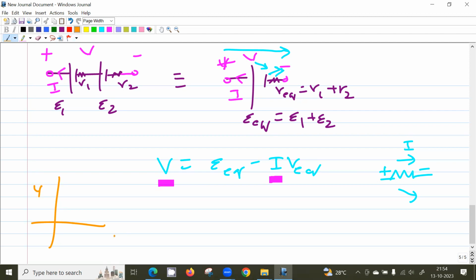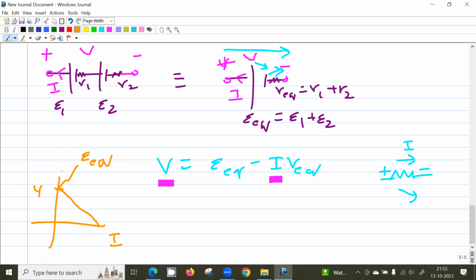of V versus I, if you put I equal to 0, I get the value of V as E equivalent. So this point will be E equivalent. Okay, and this is a straight line because this will become y equals mx plus c, where the slope is minus R equivalent. So it will be a negative slope graph. So the V versus I graph will look like this.